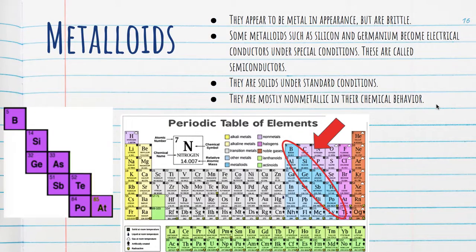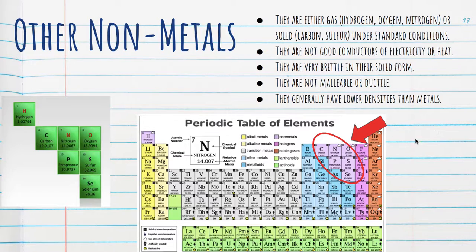Then we have our metalloids, or our semi-metals. They appear to be metal in appearance, but they're brittle. Some metalloids, such as silicon and germanium, become electrical conductors under special conditions, and those are called semiconductors. They're solids under standard conditions, and they're mostly non-metallic in their chemical behavior. But again, they have some metal properties, and those are right here on this zigzag.